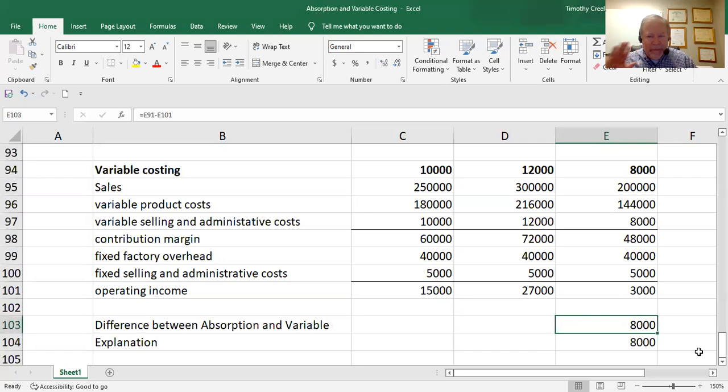And remember that absorption is required for external reporting. Variable is for internal reporting. Many companies use both. Absorption for external, variable for internal. And remember the difference in product cost between the two: under variable costing, only variable costs are product cost; under absorption costing, all elements of product cost are product cost. Remember, variable costing expenses off fixed factory overhead each period, where that is a product cost under absorption costing.